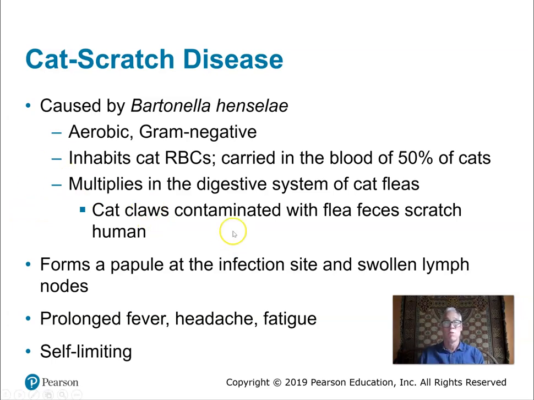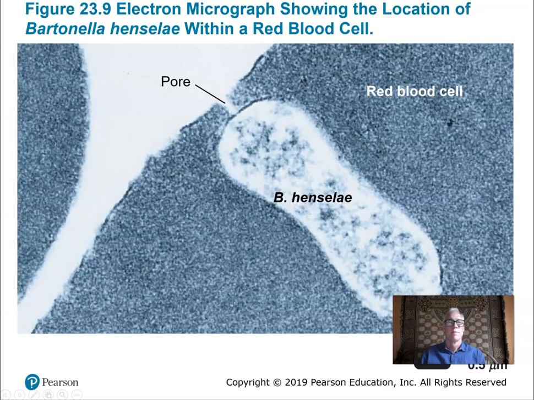bacteria, and it forms a papule at the infection site, a little swollen spot, and then it progresses to the nearest lymph nodes and forms buboes, swollen lymph nodes. A prolonged fever, headache, and fatigue are the symptoms of Bartonella henselae. It's not a fatal disease by any means. And there you can see Bartonella bacteria inside of a red blood cell. That's where it lives in the cats.